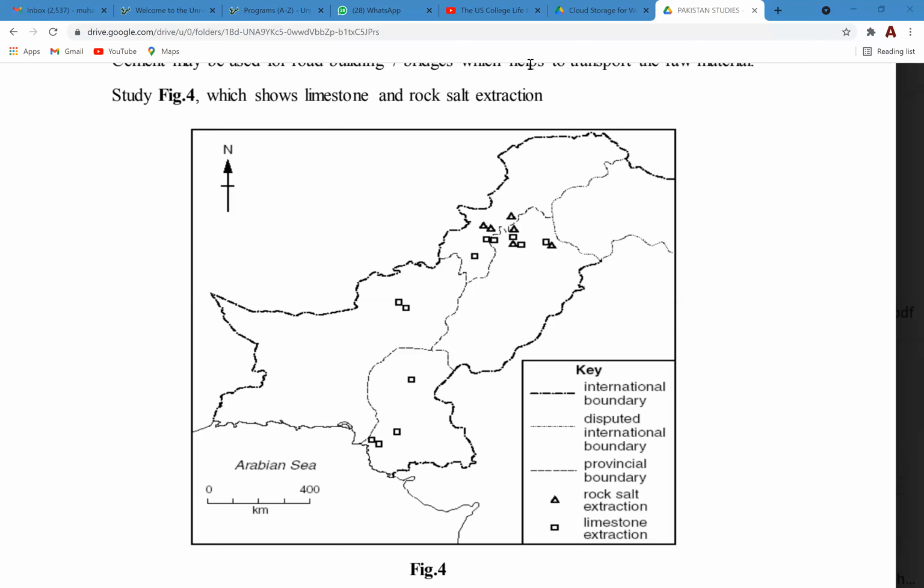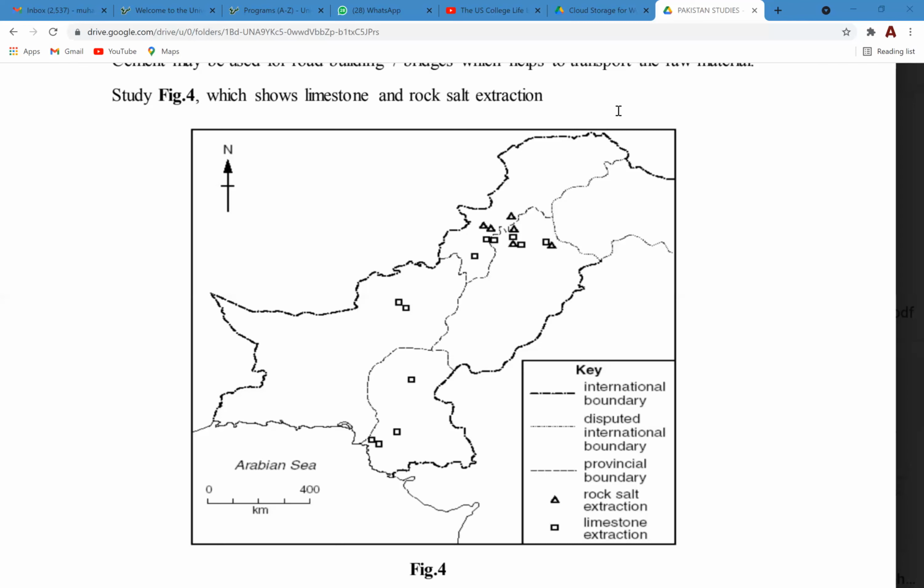Nobody? No? Guys? No response? So maybe there are more limestones near the rock salts. Maybe. Okay, well, that's one way of writing that.